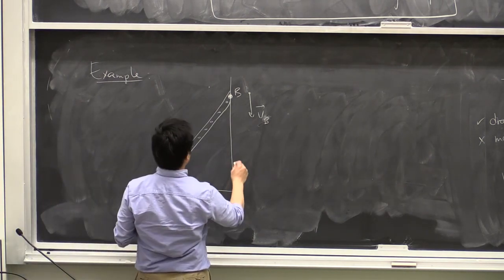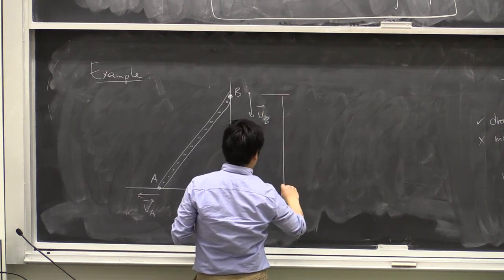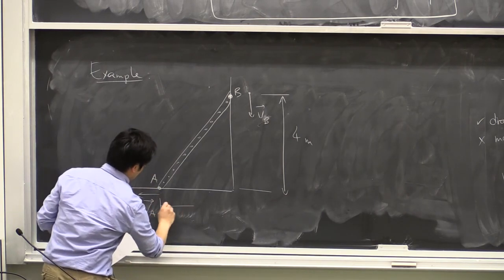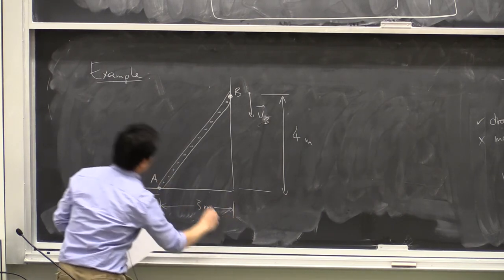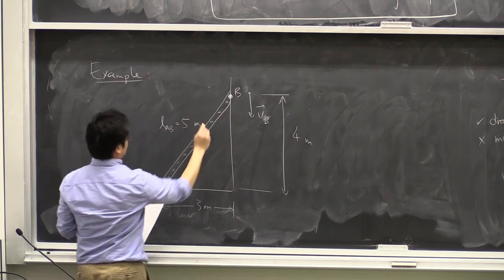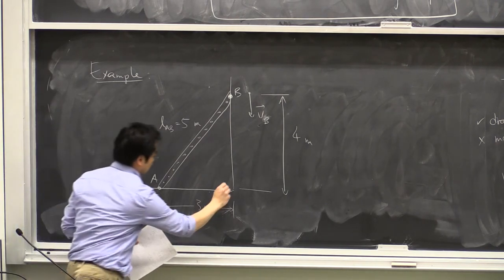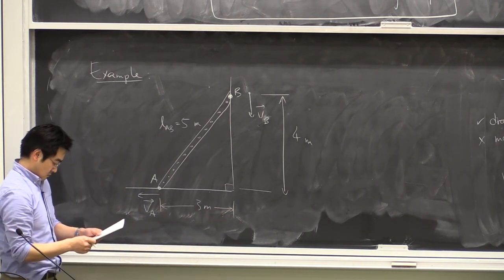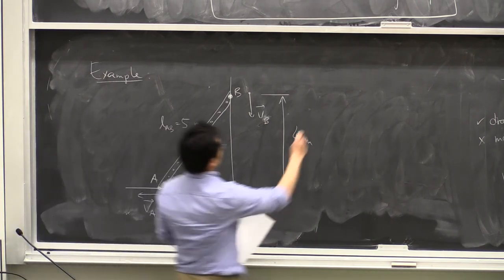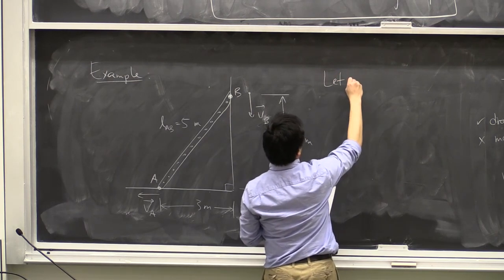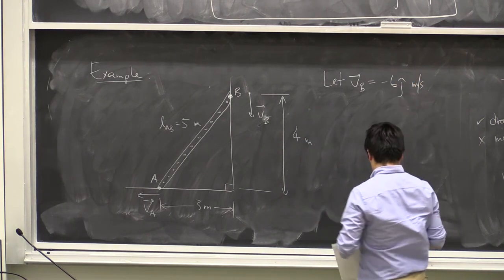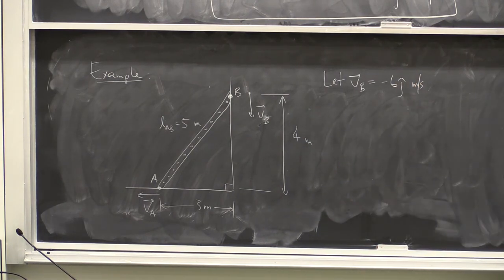And I'll give you some dimensions here. I'll say that my ladder is 4 meters above the ground. This is 3 meters away from the ground. And then this LAB length of the ladder happens to be 5 meters, so it's a 3-4-5 triangle. Okay. And so what am I saying here? I would give you, so let VB be negative 6J. So in other words, I'm telling you one velocity.